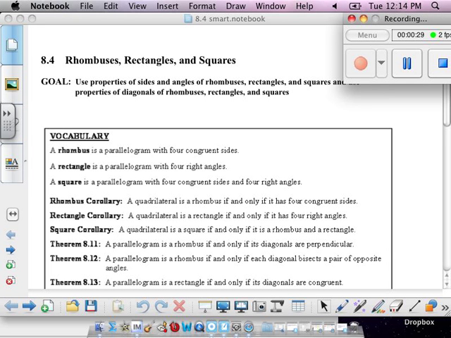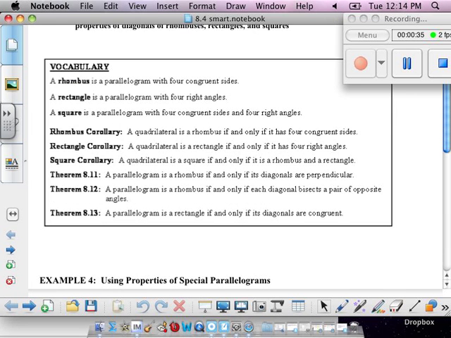I know it's silly. Okay, rhombus corollary. A quadrilateral is a rhombus if and only if it has 4 congruent sides.